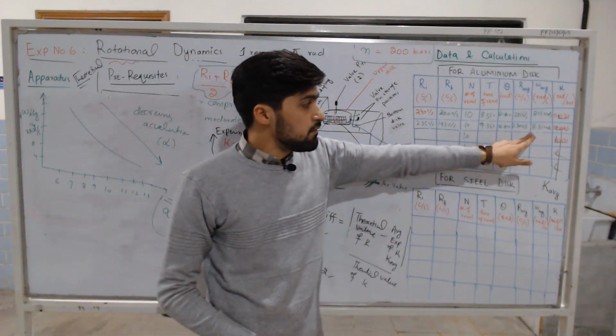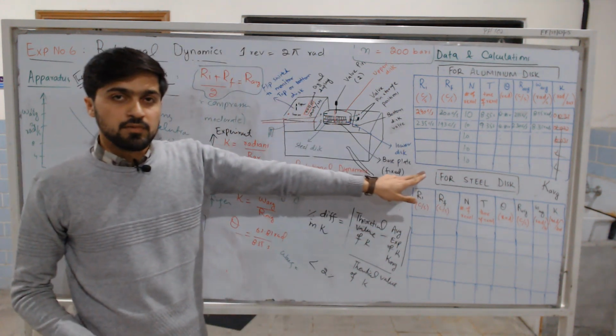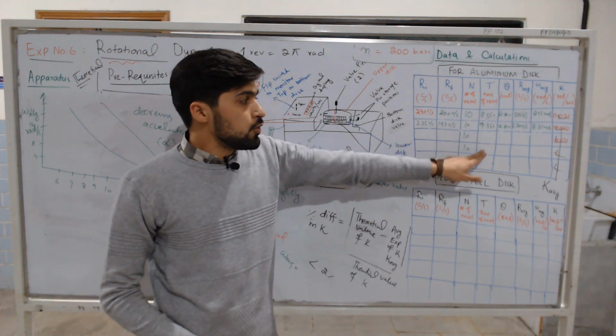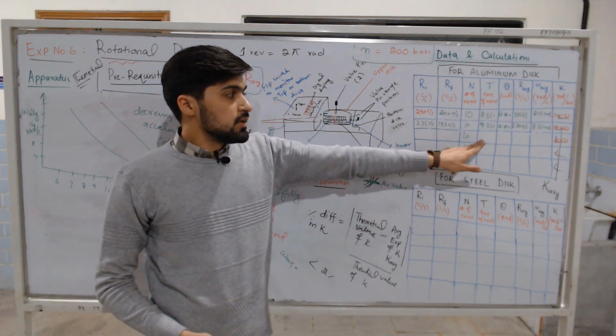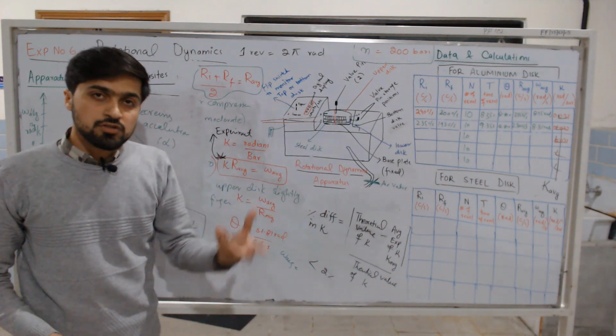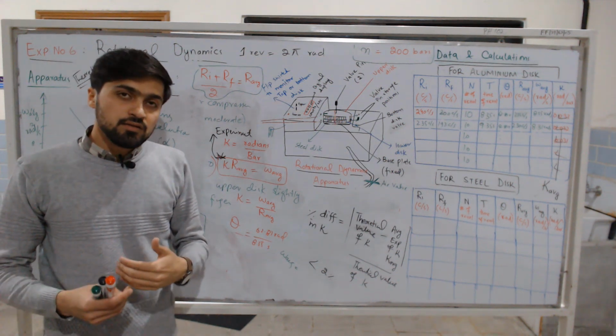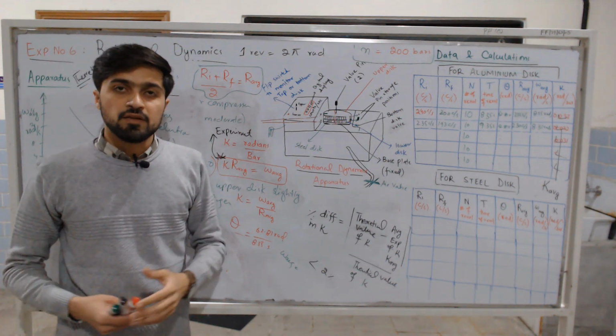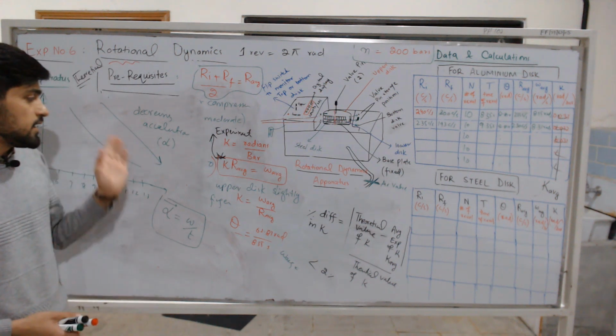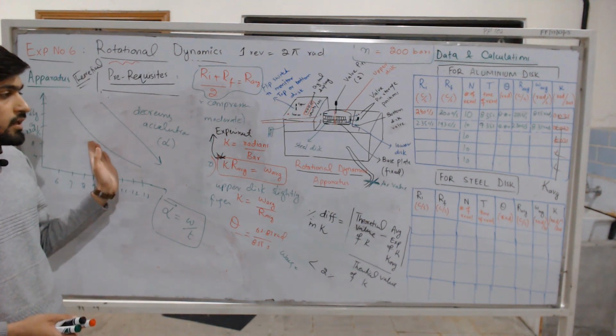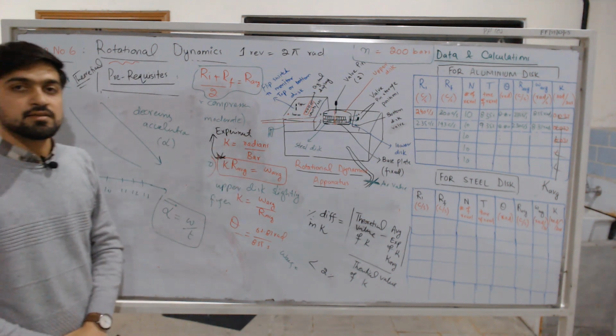When you measure the third, the fourth, the fifth, the sixth value, the average velocity decreases with time, and the time required to complete 10 revolutions increases, because if the velocity decreases, the time taken to complete 10 revolutions will definitely increase, and you will get a graph like this. You will have to plot a graph for the aluminium disc and for the steel disc as well.